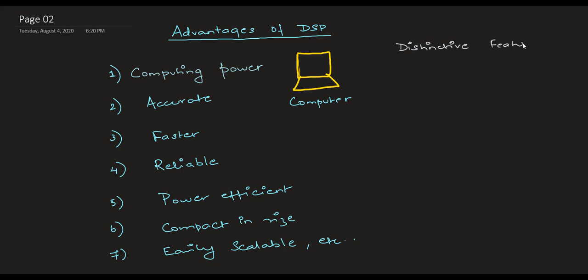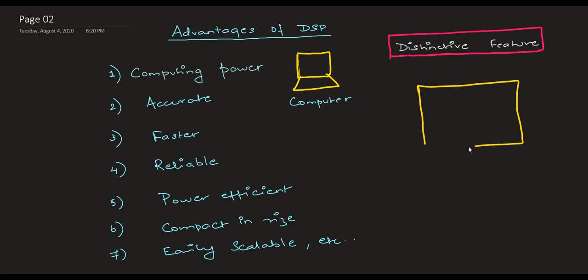Now coming to a distinctive feature: everything was analog before DSP came into the picture. So now we have to use DSP in the midst of analog systems, because everything has been analog, and even most of the signals that we get in real time, or most of the signals that are produced in real time, are also analog in nature.